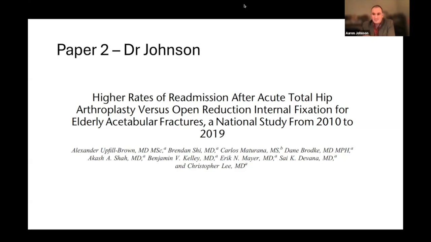kind of a red flag for me when I was reading this, is that they asked almost the same question with the same database over the same time period as the previous paper, and they came to a different conclusion, which was that there's no difference over time with the incidence of total hip.